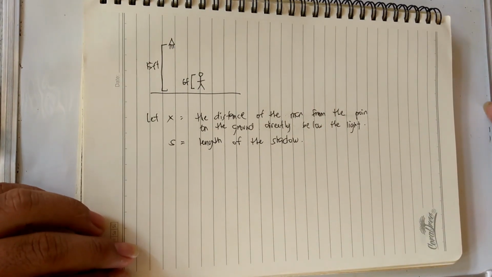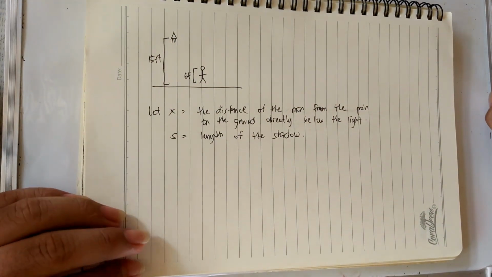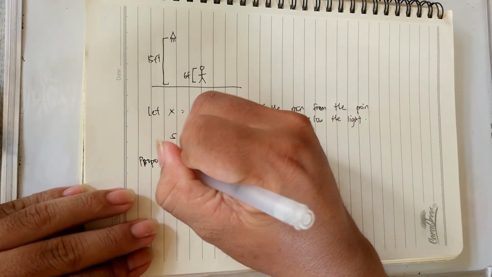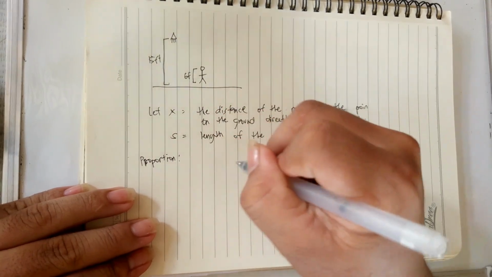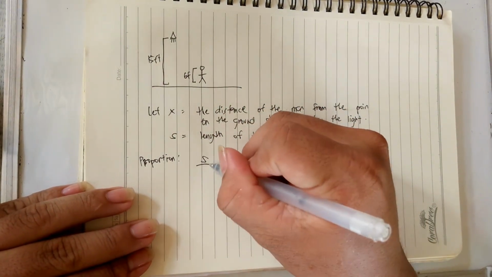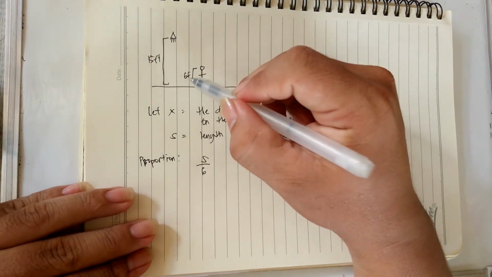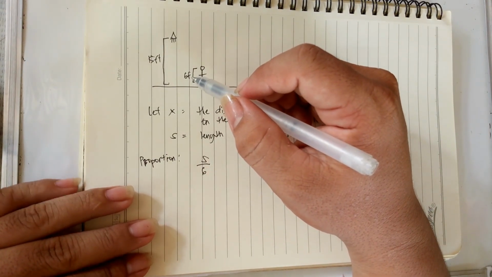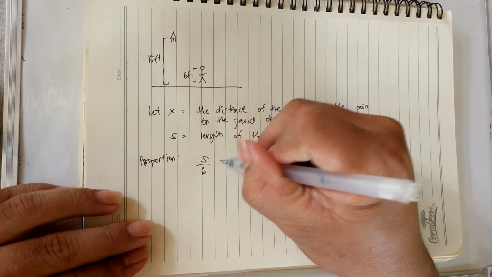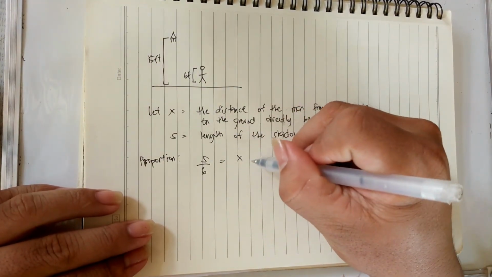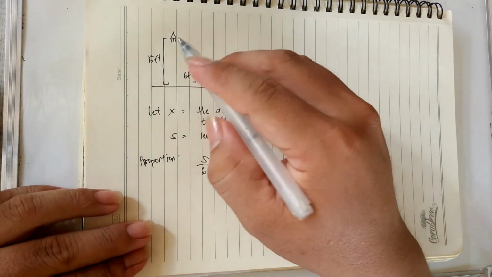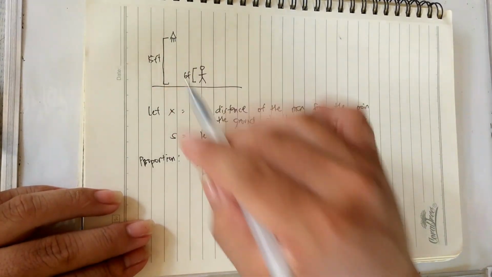Muna nga ito ang let. So pag soba ni, first we have a proportion: s, which is the length of the shadow, over 6, the height sa tao, is equal to x plus s over 15, which is ang katas-on sa light gikan sa ground.